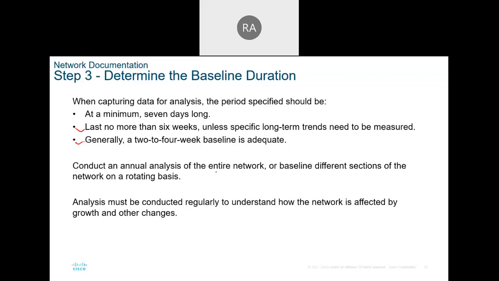Conduct an annual analysis of the entire network or baseline different sections of the network on a rotating basis. You sometimes can do a light baselining, or you can go in depth. You can do something regularly based on 4 weeks. There are some things you can do. You can travel in depth and dig deep, depending on what you are trying to achieve.